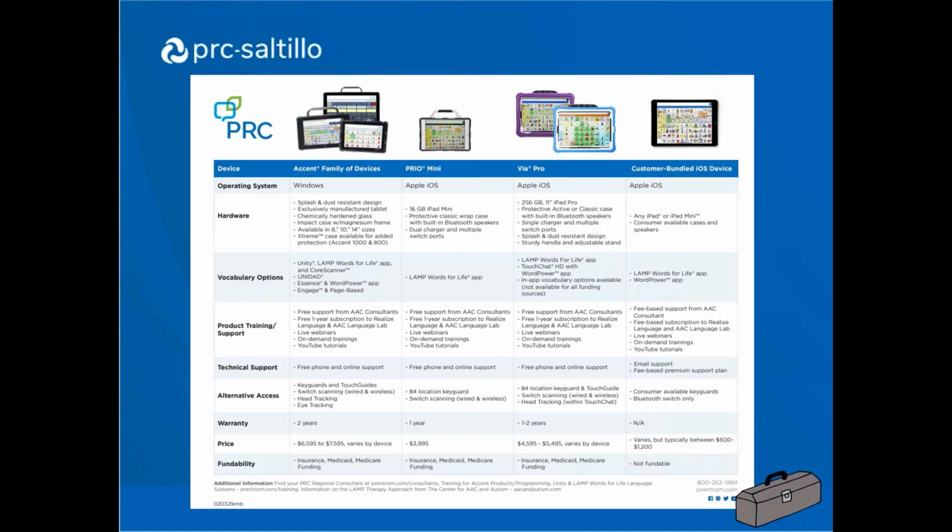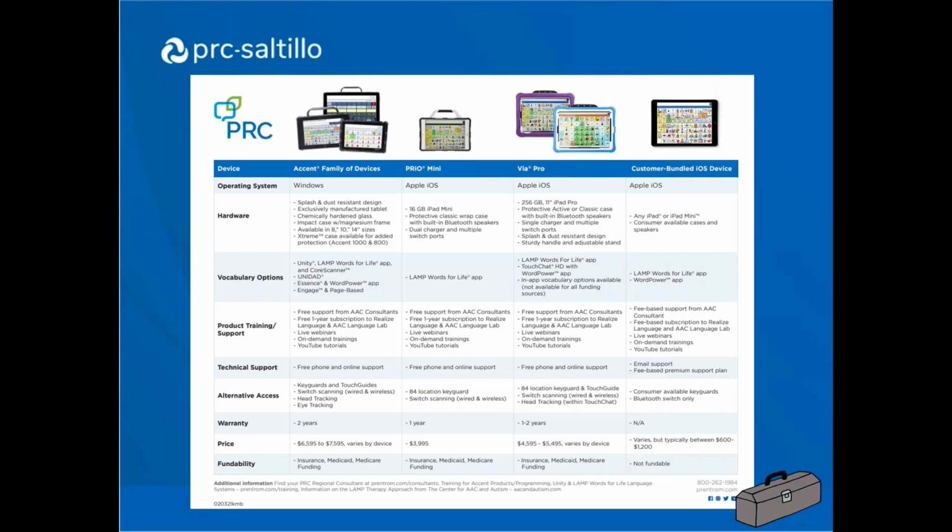So first off, on the far left side here, we see the Accent family of devices. I can see here that these are Windows-based devices and they are dedicated communication devices. So the Accent devices from PRC are the device line that's the most flexible as far as the vocabulary configurations are concerned.